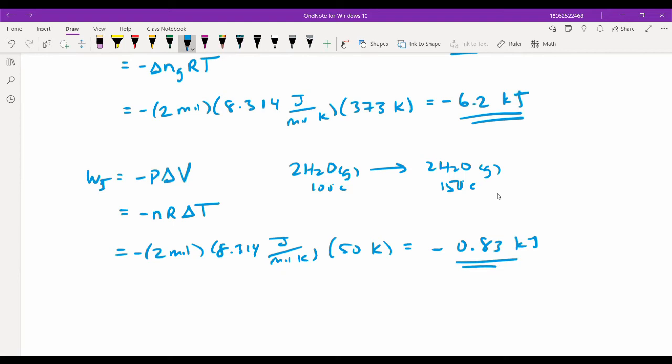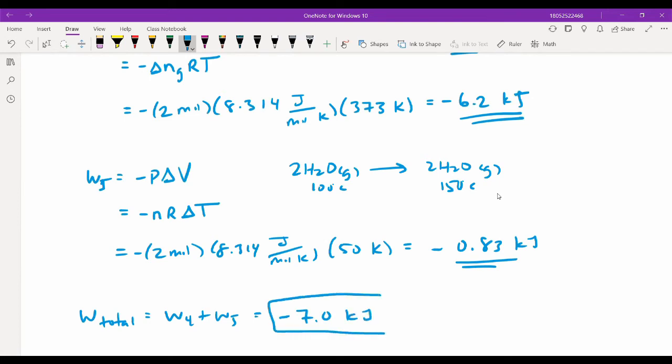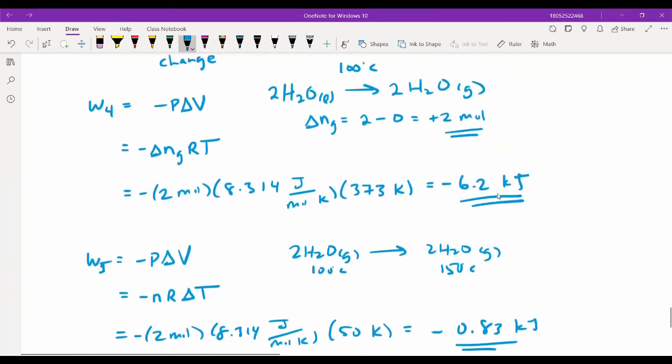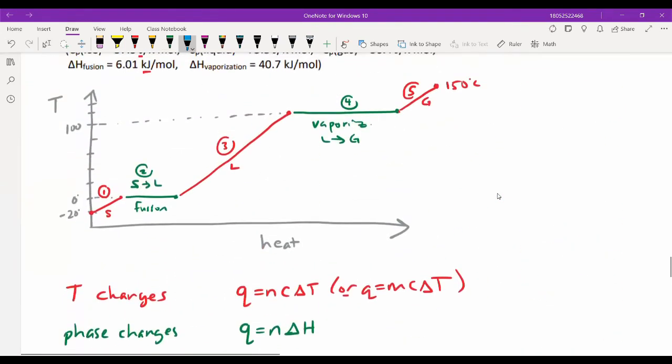Okay, so the work total is just steps 4 and 5, which is basically about 7 kilojoules. If we add those two together, -7, it's doing work, it's expanding. Okay, so like I said, good review of some chapter 9 concepts.